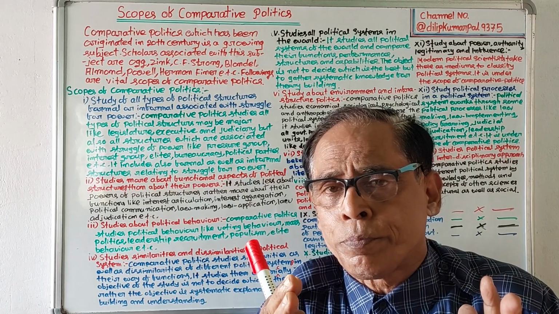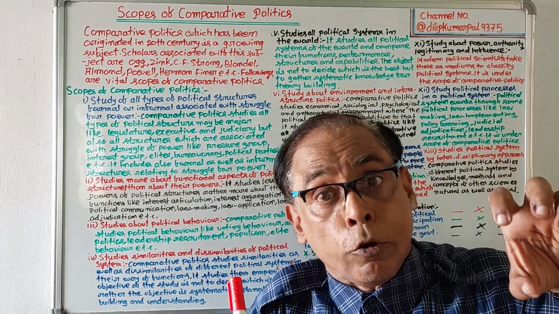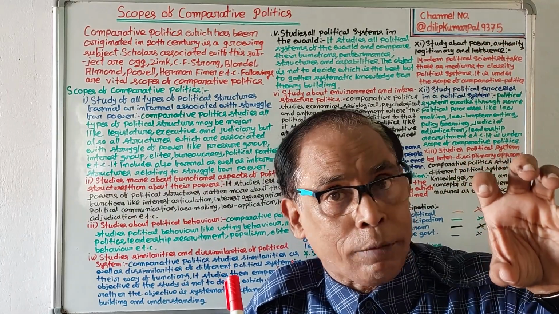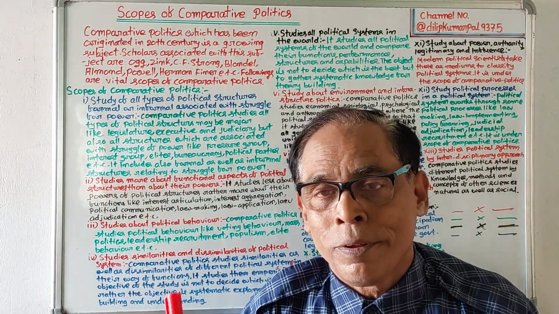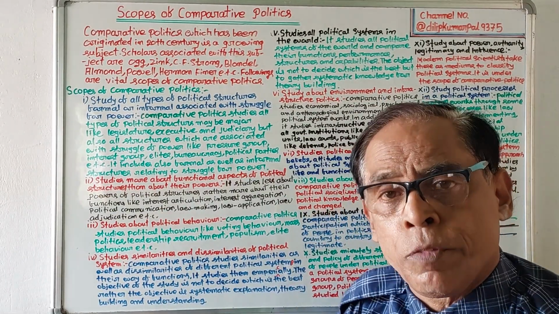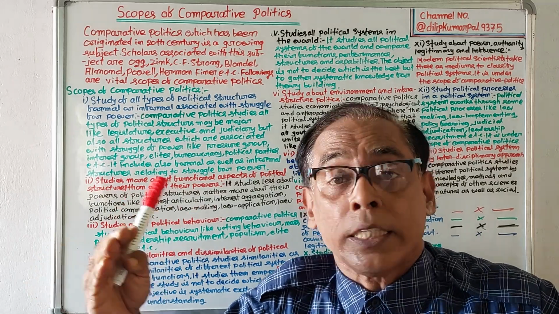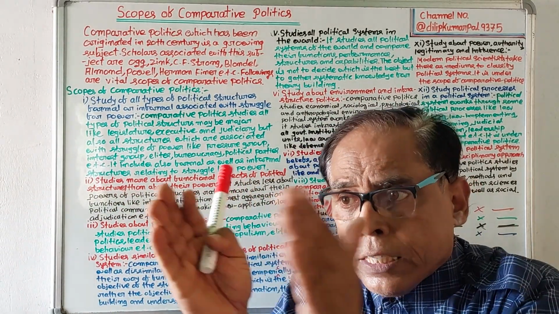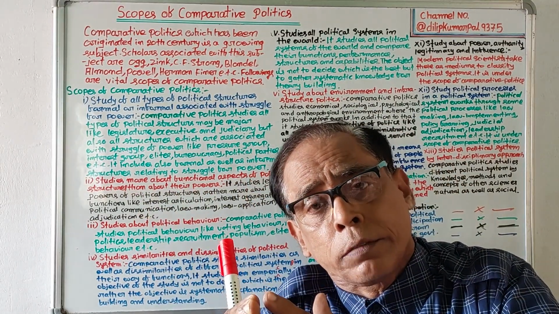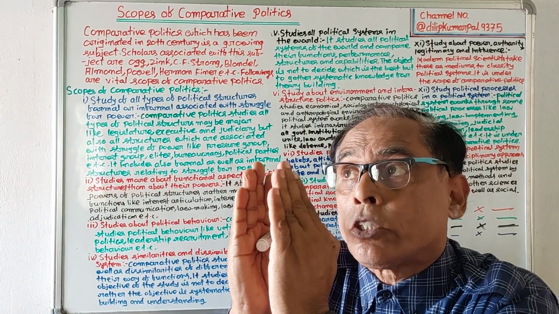Formal structure means a political structure which has some rules and regulations, which has a specific objective, and whose rules and regulations are written down. Informal political structure means one whose rules and regulations are not written down, and whose objectives are not specific. So the first scope of comparative politics is that it studies all political structures, minor or major, which are associated with the struggle for power.